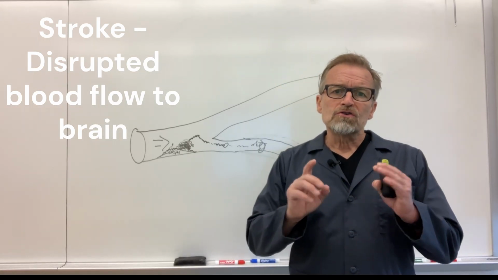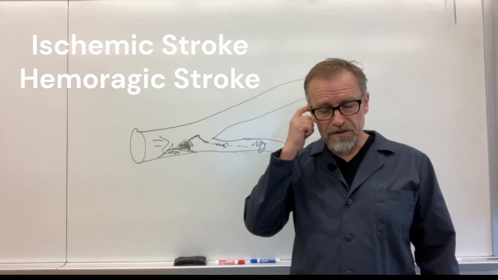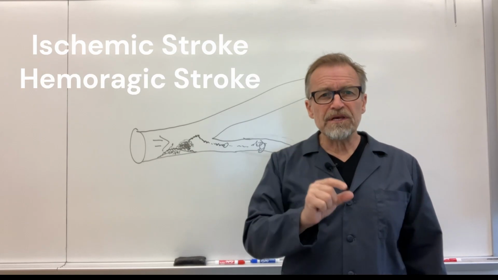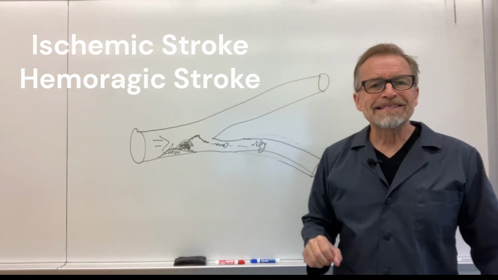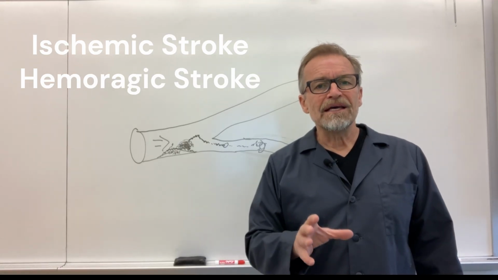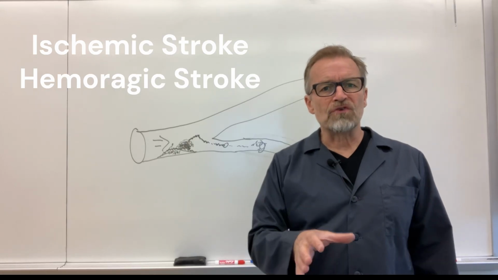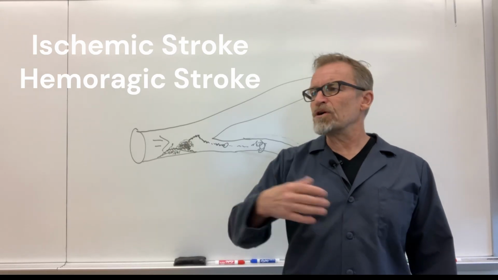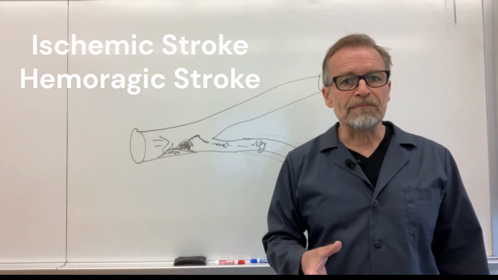So there's two kinds of strokes. There's ischemic strokes and there's hemorrhagic strokes. Let's begin with ischemic strokes. We'll get to hemorrhagic strokes later. Ischemic strokes is related to ischemia, and ischemia is a lack of oxygen. So when tissue is being stressed, when an organ is being stressed, when muscle tissue is being stressed by a lack of oxygen, we call that ischemia.